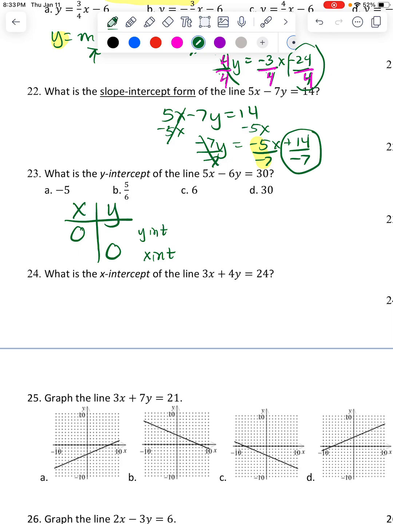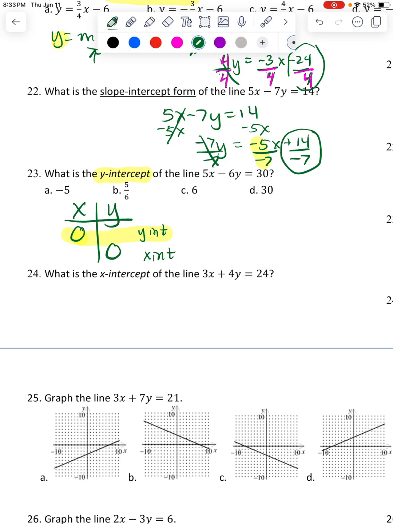So if you're trying to find the y-intercept, you put the 0 in for x. If you're trying to find the x-intercept, you put the 0 in for y. So I'm going to do that, except for this is only asking for the y-intercept, and the y-intercept puts the 0 in for x, so I'm going to do this row.